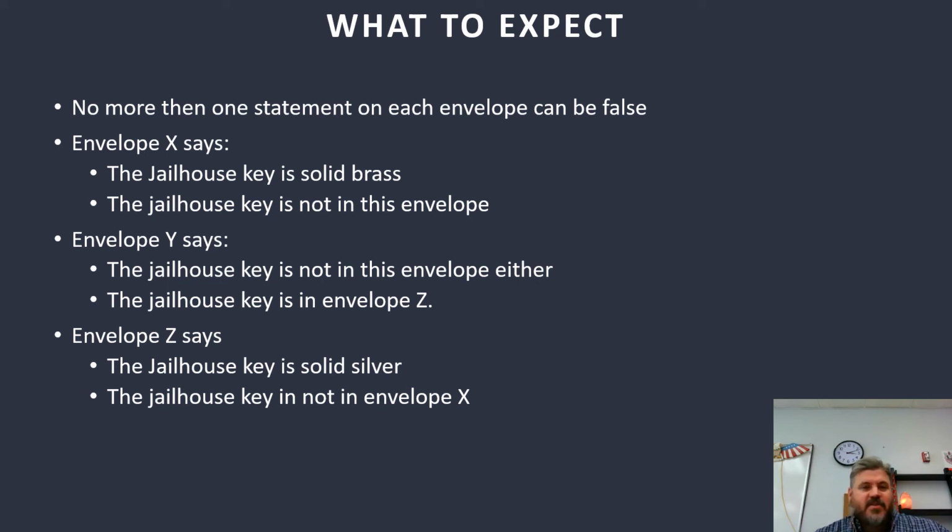So first thing it says, no more than one statement on each envelope can be false. Envelope X says, the jailhouse key is solid brass. The jailhouse key is not in this envelope. Envelope Y says the jailhouse key is not in this envelope either. The jailhouse key is in envelope Z. And envelope Z says the jailhouse key is solid silver, and the jailhouse key is not in envelope X. So there is your question.